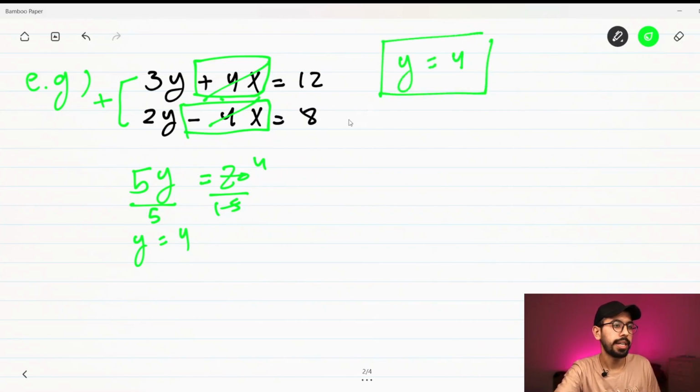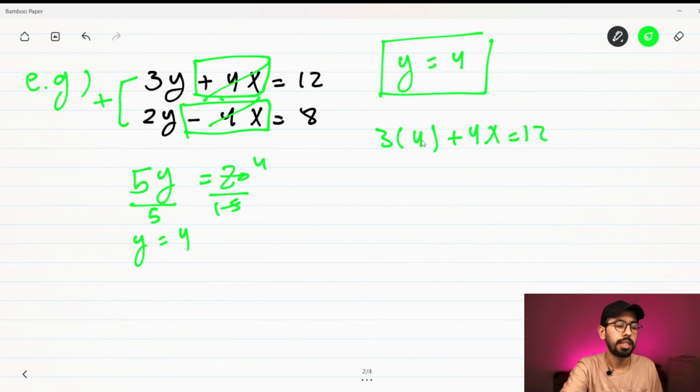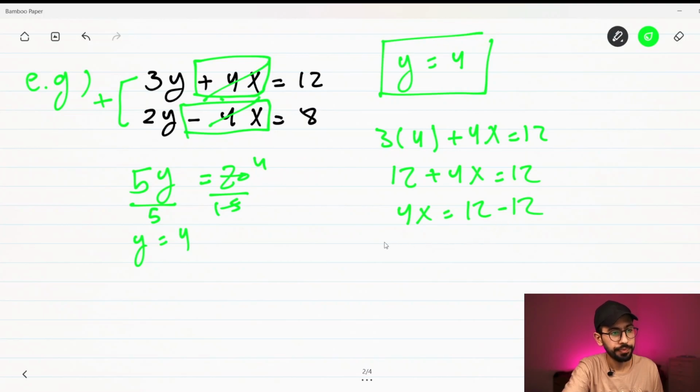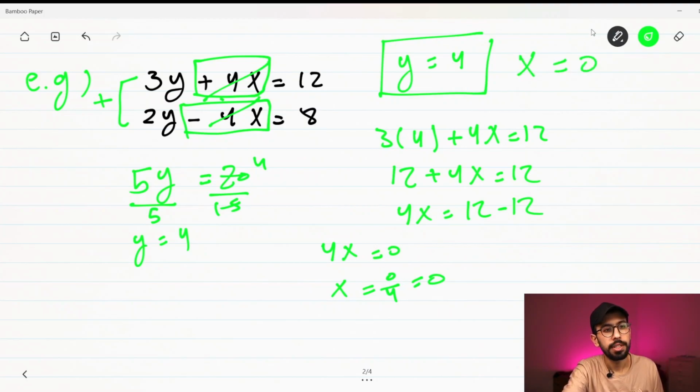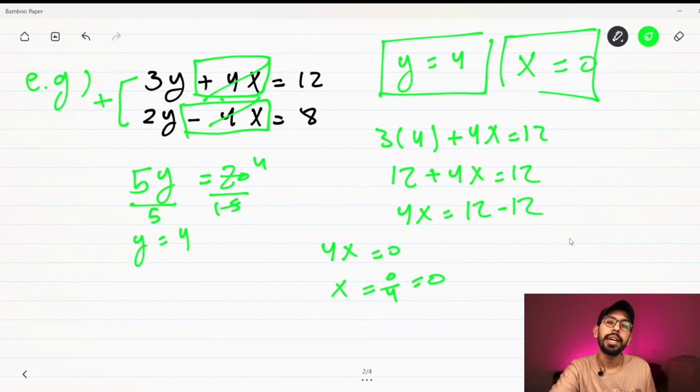Now we need to solve for x by taking this y and substituting it in one of these equations. Let's take the first one as an example. 3 multiplied by y, which is 4, plus 4x equals 12. 3 multiplied by 4 is 12, and we have plus 4x equals 12. Now we move this 12 to the other side. It's a positive 12, so it will be a negative 12 on this side. The result will be 4x equals 12 minus 12, which is 0. So 4x equals 0, x equals 0 over 4, or 0. Then our x equals 0. Our result for this system: y is 4, x is 0.